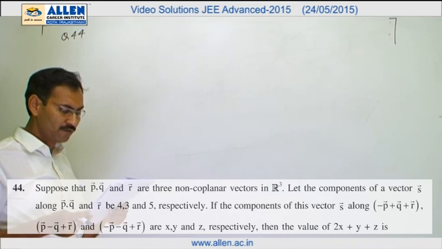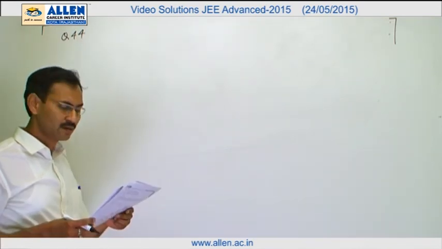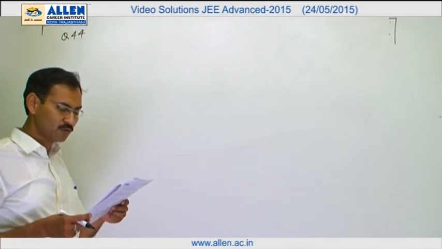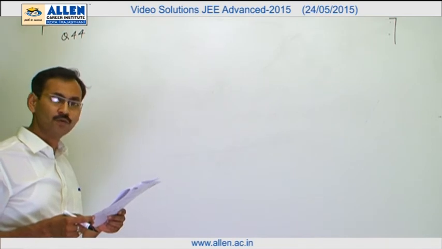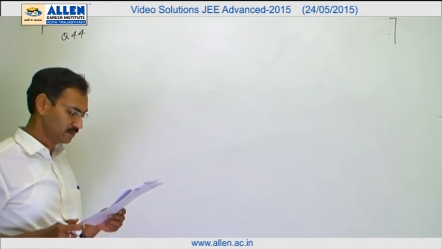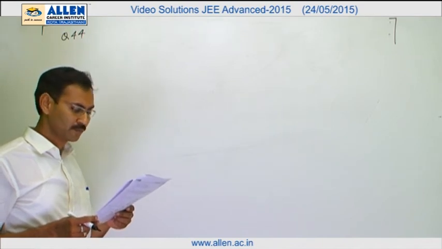In question number 44, they mentioned the components. But in our opinion, the way the problem is presented, it is not possible to find out the value of 2x plus y plus z, and that too an integer. So we suggest it should be bonus.